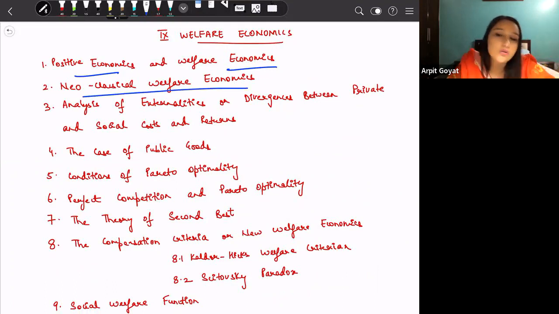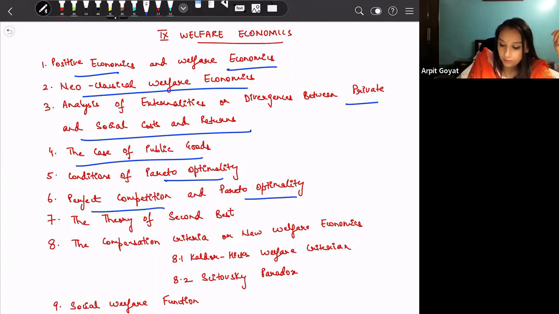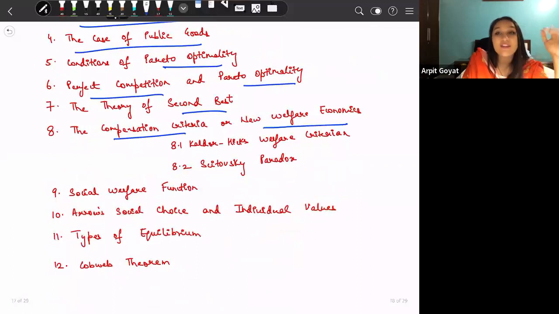As we have discussed earlier also, as the economy is a dynamic subject, so जैसे जैसे हमारी situations change होती है, conditions change होती है, new theories आती है. So it is neoclassical welfare economics, then analysis of externalities or divergence between the private and social cost and return. What is the case of public goods? What do we understand by them? What are the conditions of Pareto optimality? What is the relationship between the perfect competition and Pareto optimality? What is the theory of second best? कि अगर हमारी Pareto optimality conditions achieve नहीं हो रही है, then what is the second best solution for us? The compensation criteria or the new welfare economics.